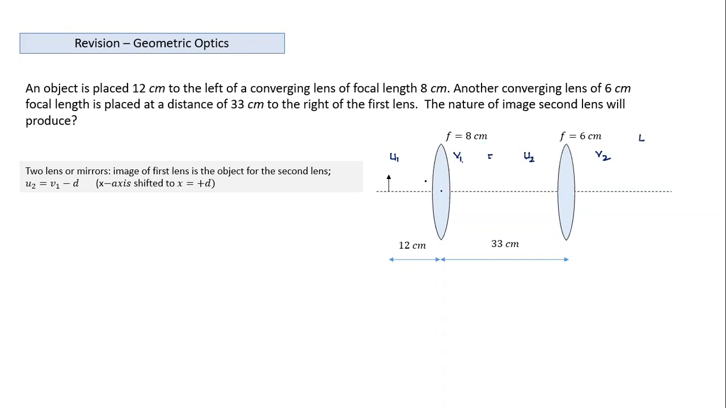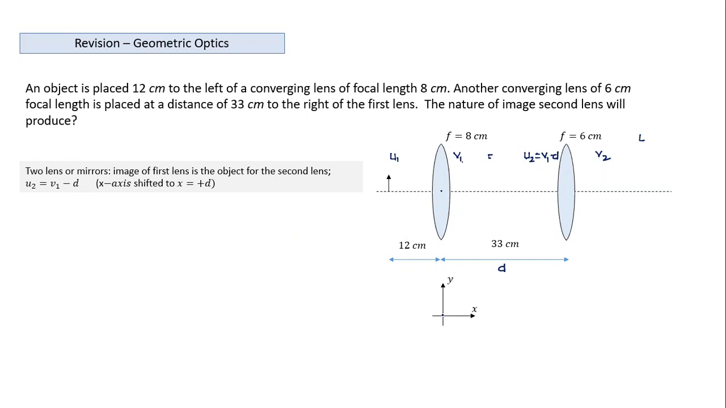Let's understand. If the distance between the lenses is D, then very easily we'll notice in this example also that U2 will always be equal to V1 minus D. Let's see that one, because X is shifted by distance D. Let's solve this concept.